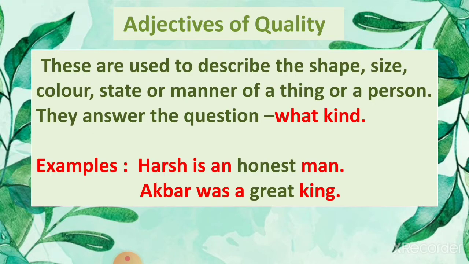Adjectives of quality. These are used to describe the shape, size, color, state, or manner of a thing or a person. They answer the question, what kind? For example, Harsh is an honest man. Akbar was a great king, right? So here honest and great describe Harsh and Akbar, that is nouns, respectively.